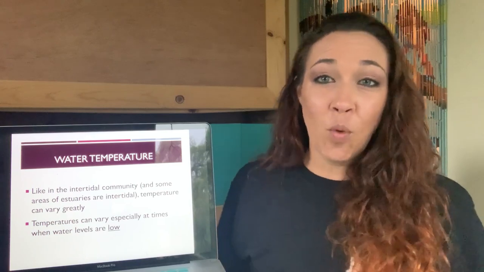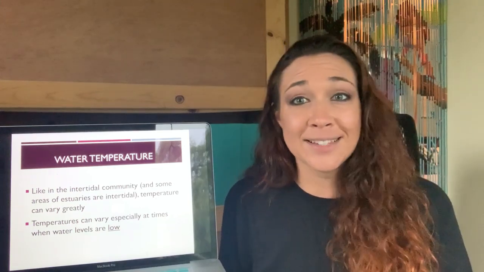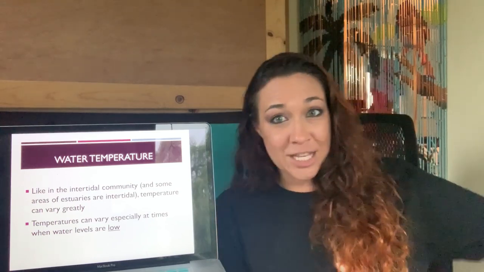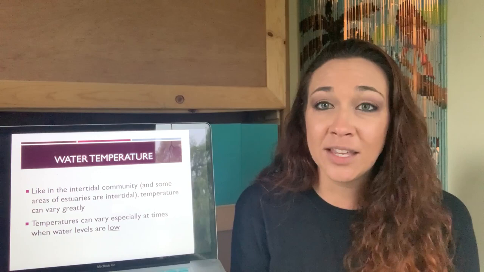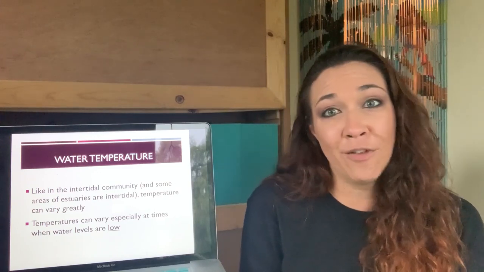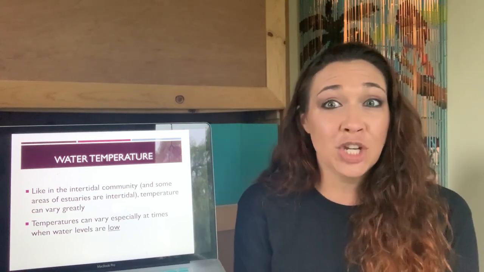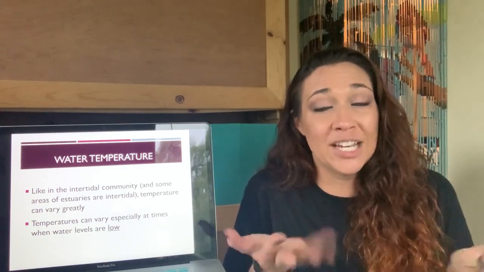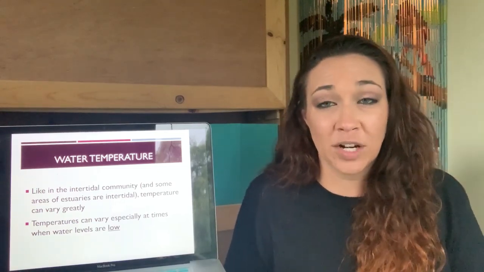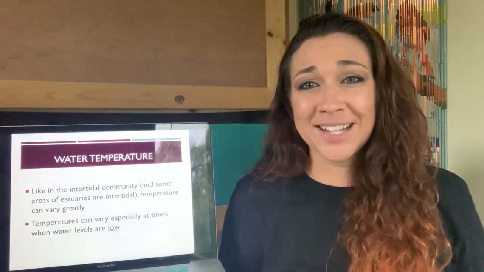Okay, talking about water temperature, remember that sometimes you're going to get an influx of fresh water. That fresh water could be melting ice from nearby mountains, which means it's going to be really cold. So sometimes you get these really drastic temperature changes, just like the intertidal zone that we learned about last week. If you don't have a lot of influx of any kind of water, you're going to have evaporation. If you have evaporation, you're going to get temperatures increasing drastically, right? That's going to mess with things like the temperature.